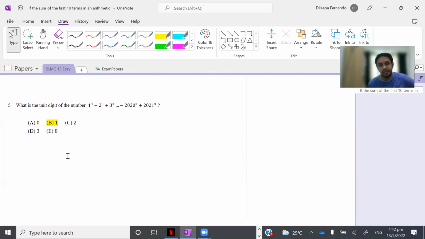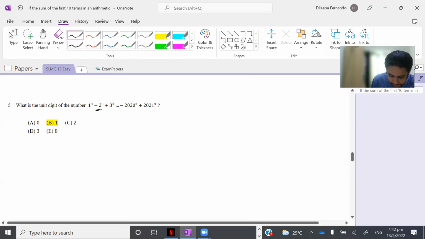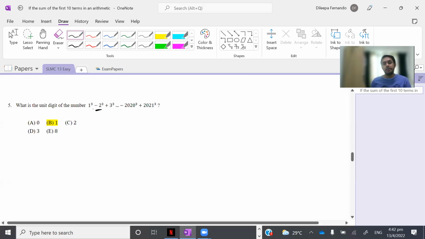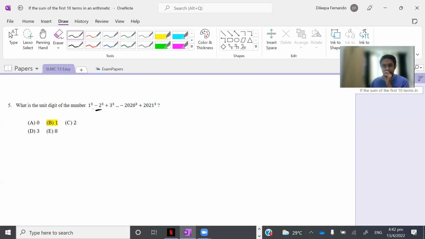What is the unit digit of the number? So you have a summation. You can see each cube of the even number is subtracted, or a minus sign is in front, and you need the unit digit. Here also you need to make an observation, because in all these questions you have many terms, but if you are going to use brute force and compute the actual summation, you don't have time. What you have to do is find a pattern, generalize it and use some formula for that.